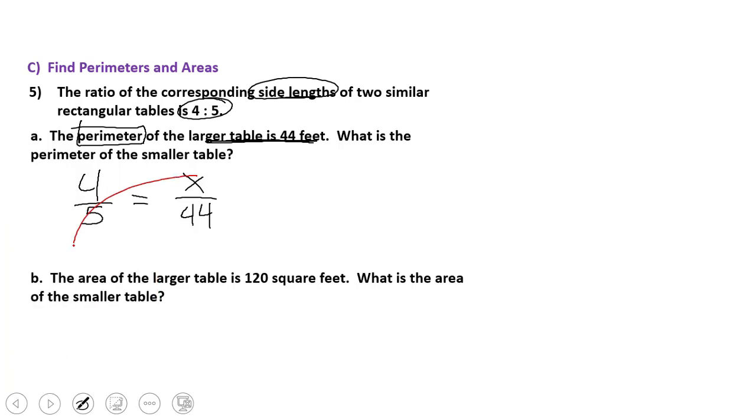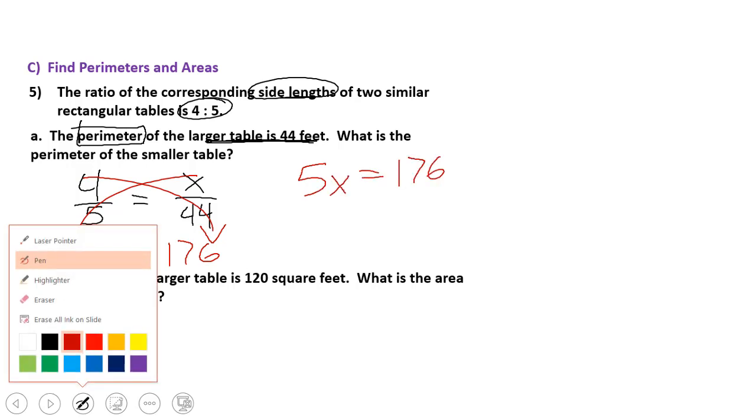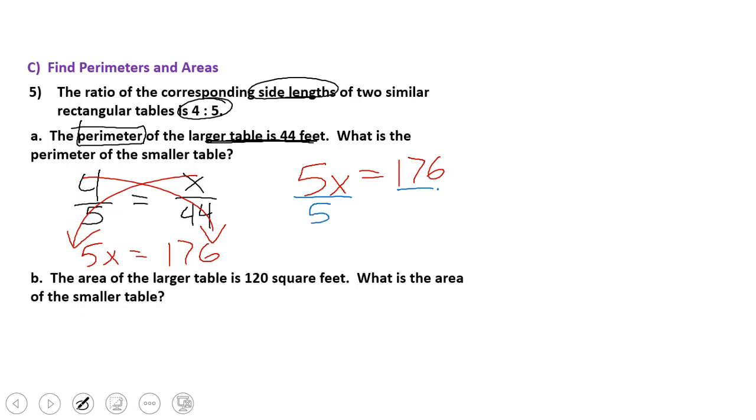And then we do our cross products because we know that in proportions, cross products are equal, and 5 times x is 5x, and 44 times 4 is 176. So we know 5x is equal to 176. Now we take our learnings of solving equations. To isolate x, we use the inverse of multiplying by 5. We divide by 5, and of course, to keep it balanced, we have to divide both sides by 5. And we end up with x equals 35.2.